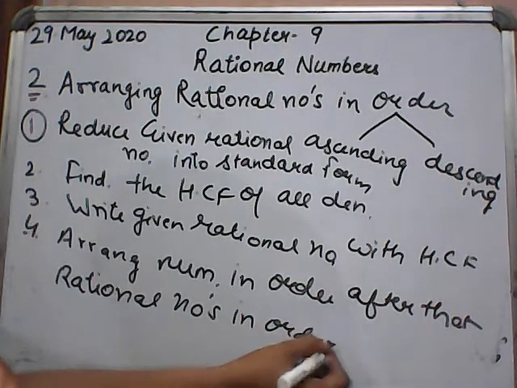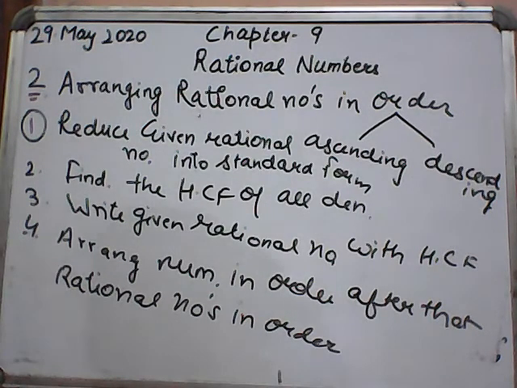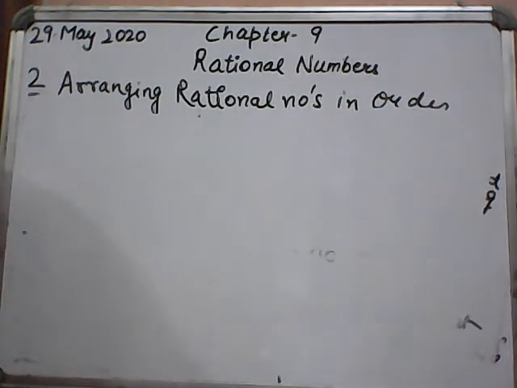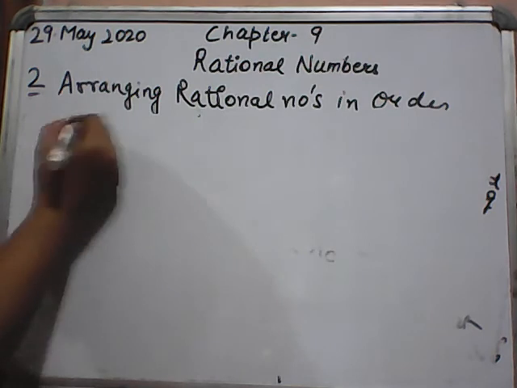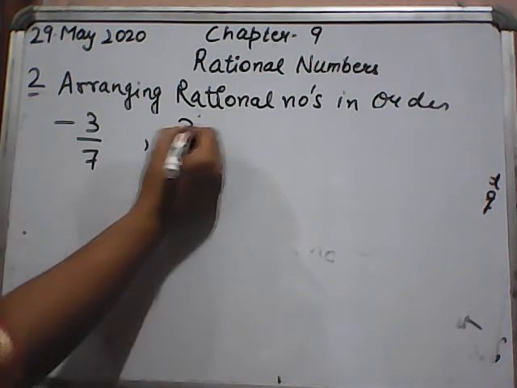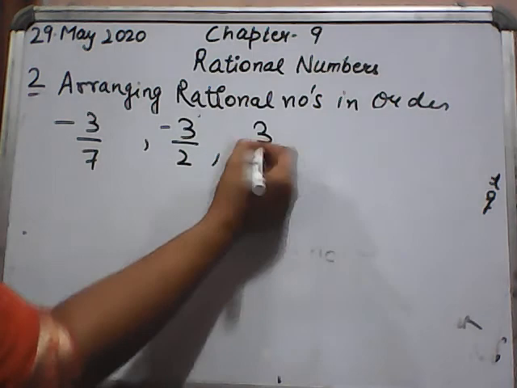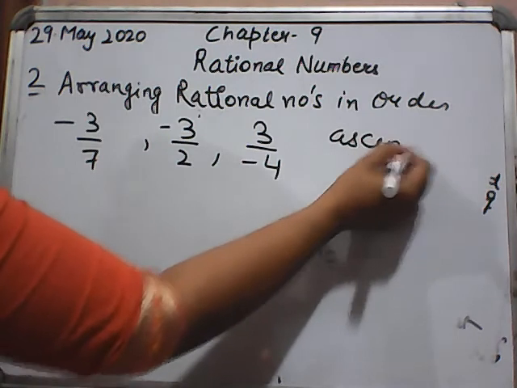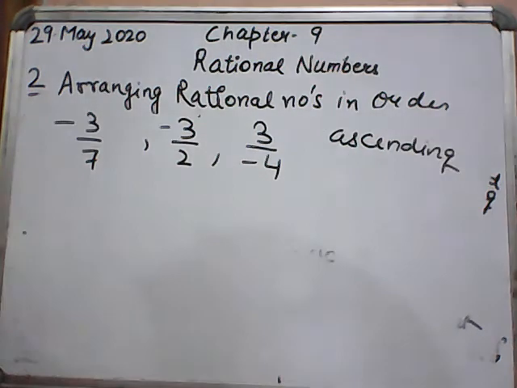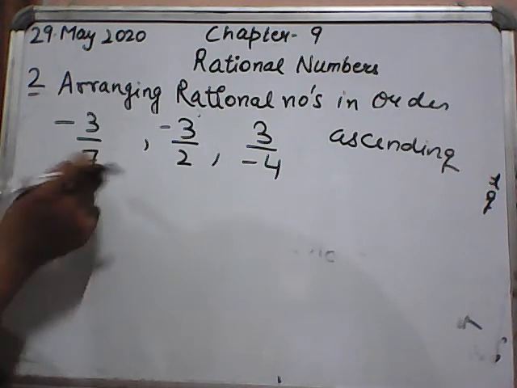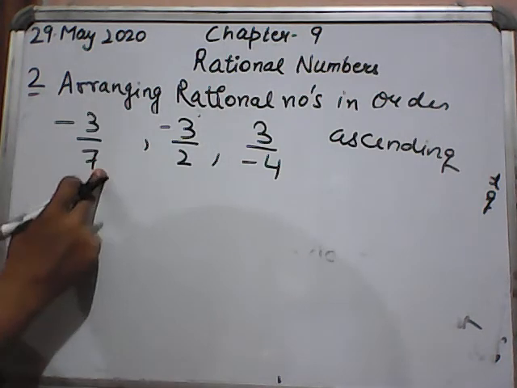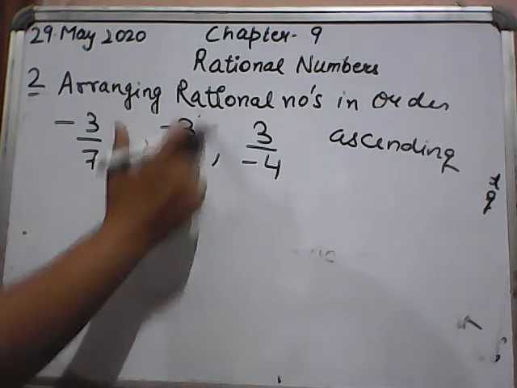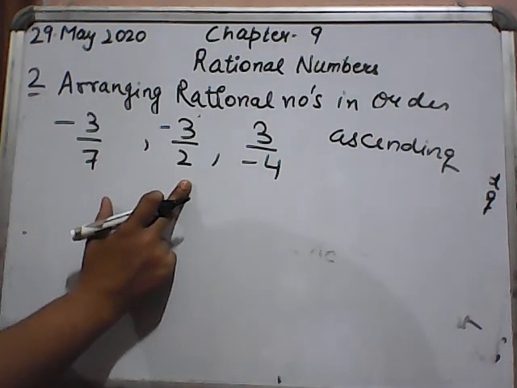Let's take an example for arranging rational numbers in ascending order. Let's take minus 3 by 7, minus 3 by 2 and we have 3 divided by minus 4. You have to arrange these rational numbers in ascending order. Firstly, you have to check whether these rational numbers are in standard form or not. Minus 3 by 7, denominator is positive and 1 is the only common factor. That's why it is in standard form. Minus 3 by 2, 2 is positive and there is one common factor between 3 and 2. That's why it is in standard form.